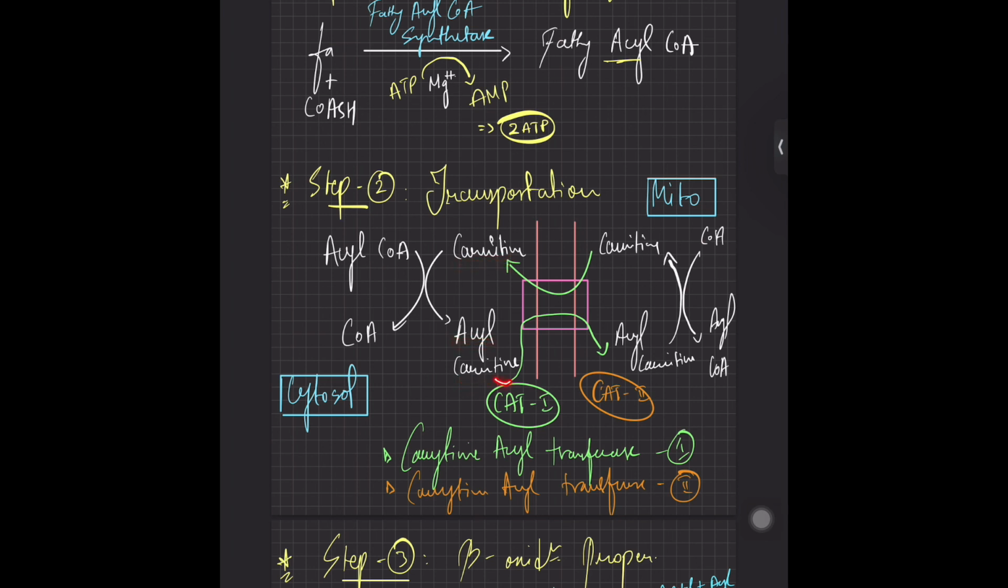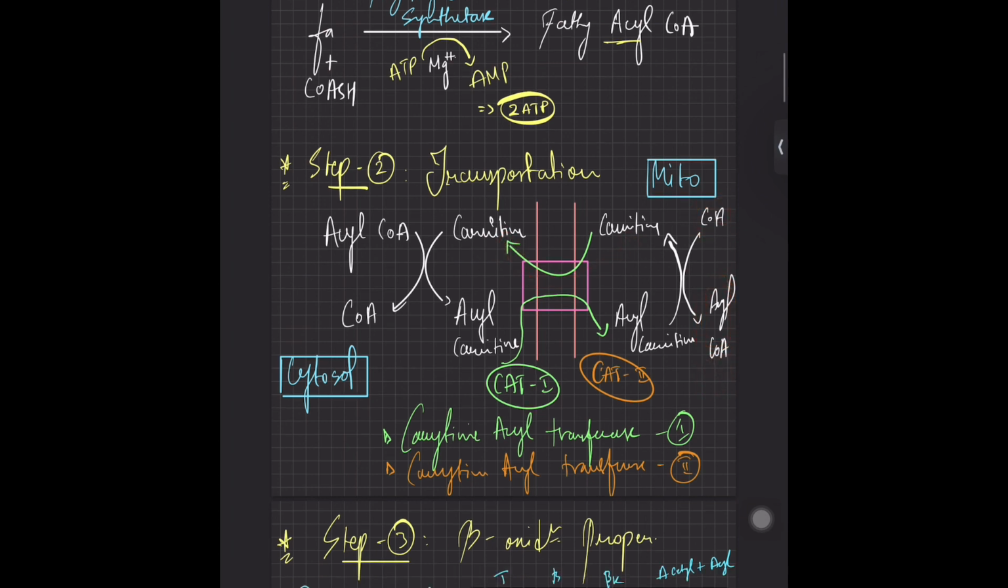This acyl carnitine in the cytosolic path is carried out by CAT1, that is carnitine acyl transferase 1, towards the mitochondria, and in mitochondria it is aided by CAT2, carnitine acyl transferase 2, wherein acyl carnitine is converted back into carnitine and CoA is converted back into acyl CoA, which is required by us, and then this carnitine is again sent back to the cytosol.